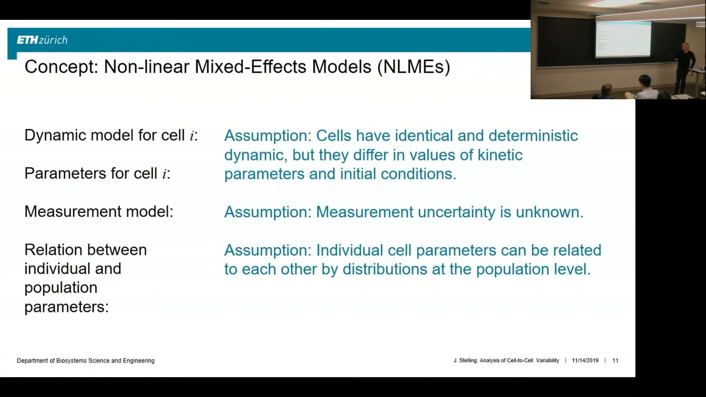Then we assume a measurement model, and especially when you have single cell traces, then the measurement uncertainty is usually not known, so we have to infer this as well. So this is the so-called first level here. This is the level of the individuals in the population. Now we tie them together in a second level, and that's why they're called nonlinear mixed effects models, by the relation between an individual and the population. So the individual cell parameters are assumed to be related to each other through a distribution.